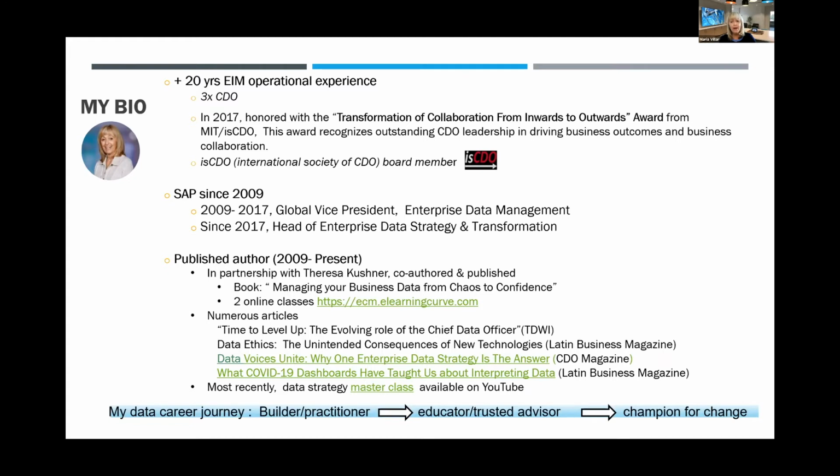And I'm very proud of that award, because even though my team and my organization had received awards in the past, this one was by my peers. And it was also about demonstrating collaboration with the business.